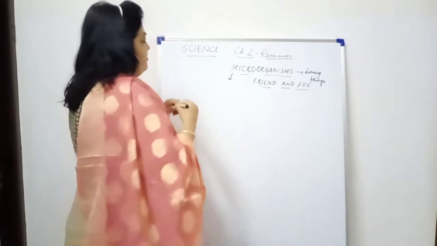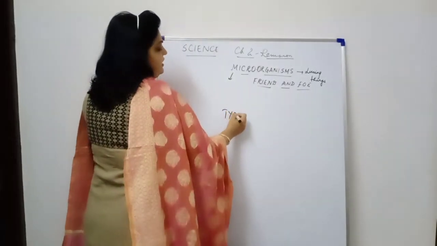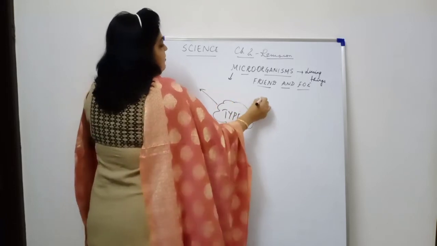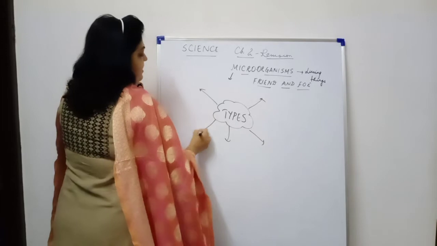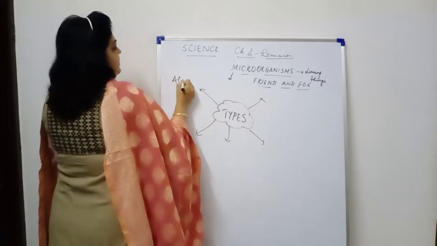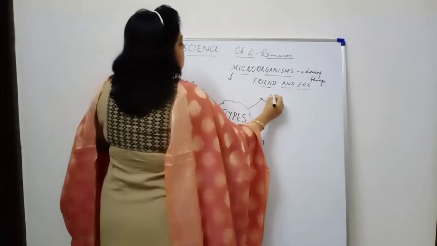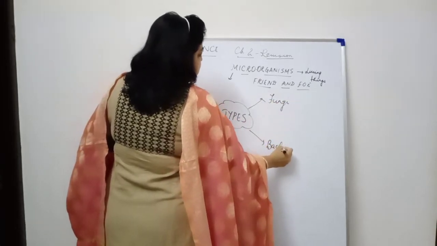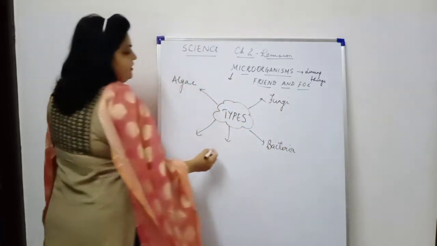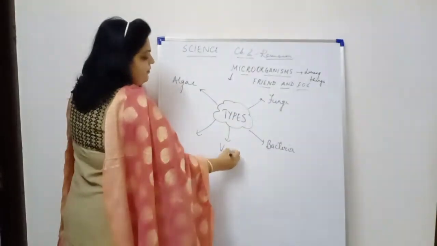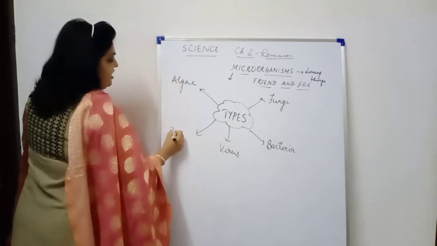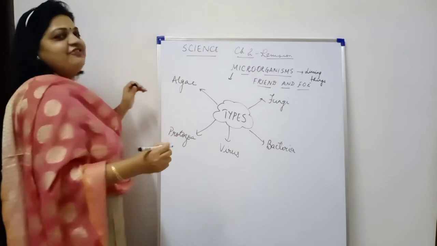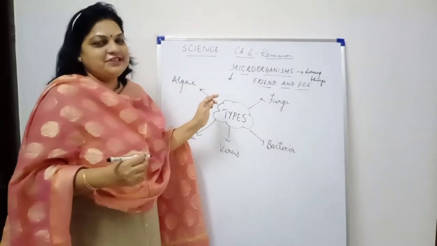So, basically, we can study these microorganisms under 5 categories. That is, number 1, algae. Number 2, fungi. Number 3, bacteria. Number 4, virus. And number 5, protozoa. Okay, these are the mainly 5 types of microorganisms which exist.